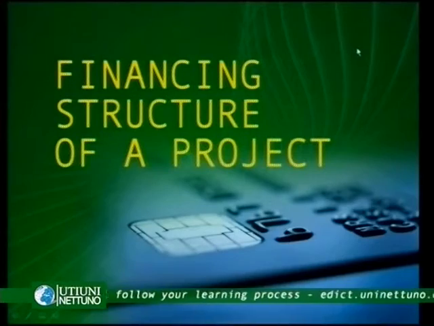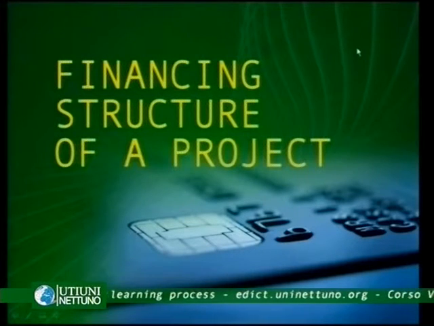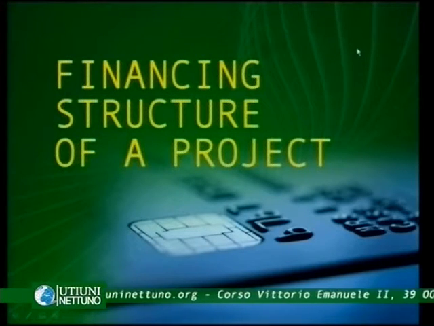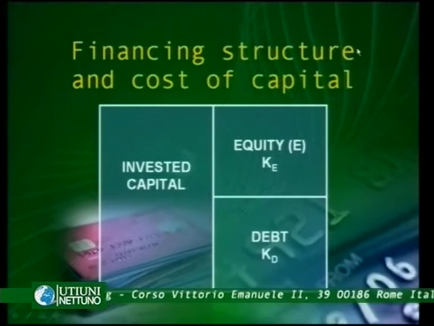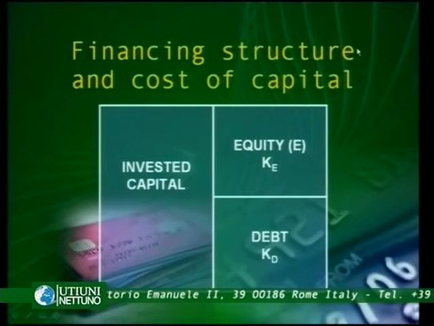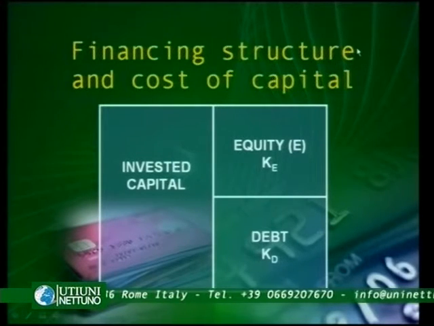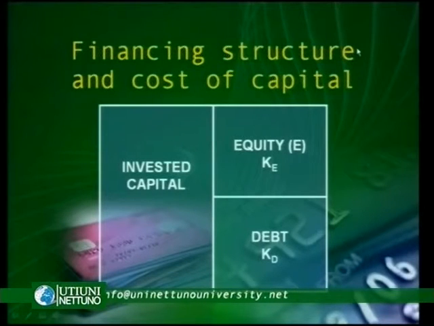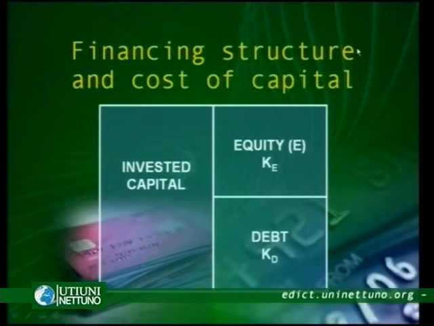As I was saying before, in order to analyze the calculation of the cost of capital, we have to start again from the financing structure of a project. If you remember, in previous classes, we defined this scheme for the analysis of the financing structure of a project. This is substantially a balance sheet, where on the left side you have the invested capital, whereas on the right side you have the different sources of financing that you can use for the invested capital. In particular, at the very first level, you have equity and debt, as already discussed in the previous classes.